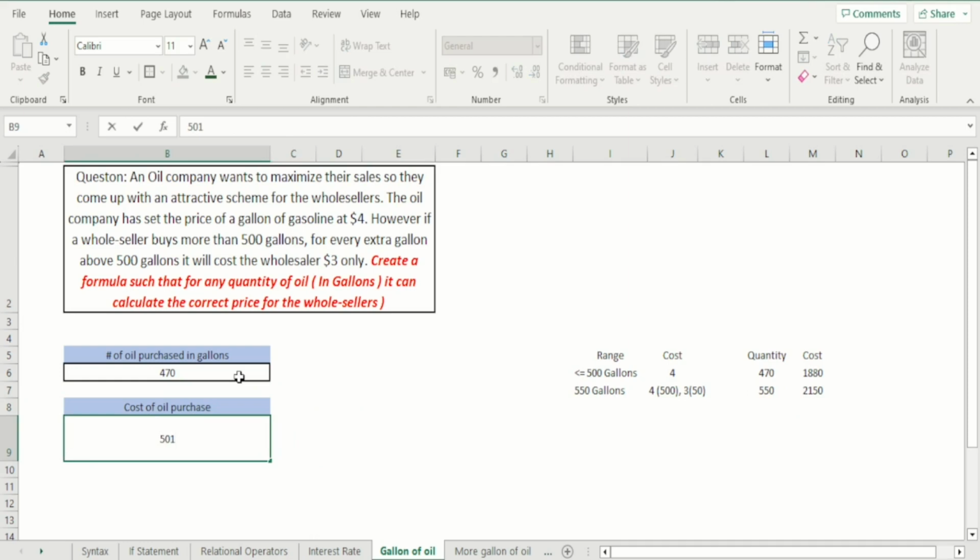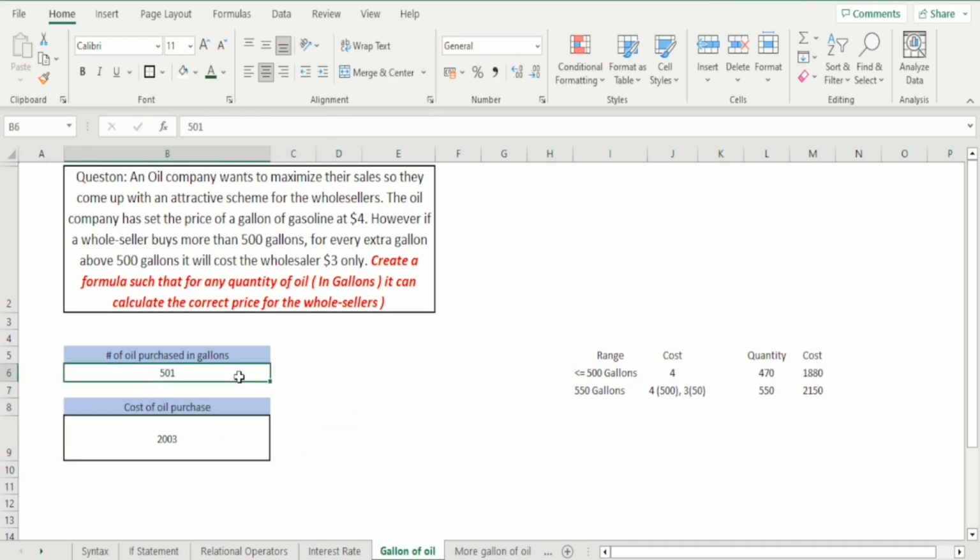Now, what do we expect? We expect the first 500 to be at $4 a piece, which makes it $2,000. And that one extra gallon is going to be at $3. So ideally, it should cost $2,003. Let's see if that actually works for us or not. There we are. It's an absolute match.